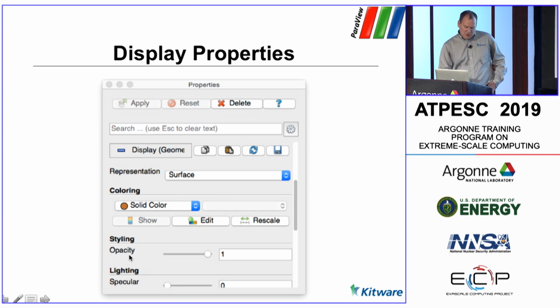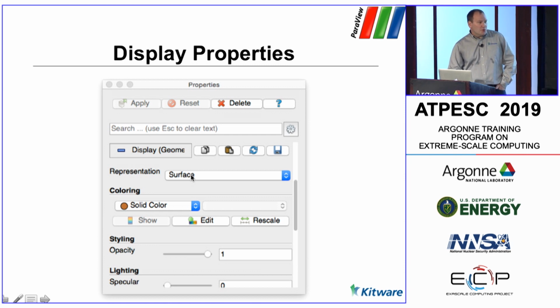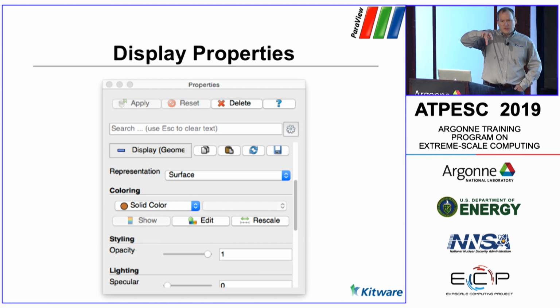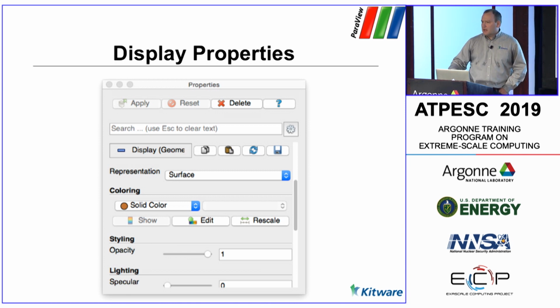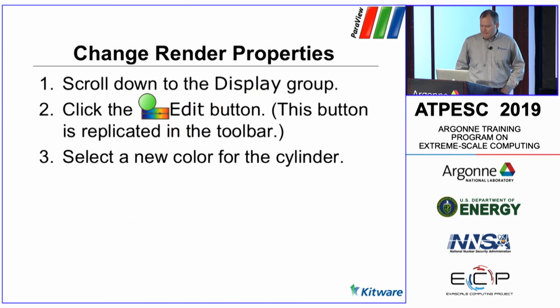The most important of these settings, like the color and the representation, whether you're looking at the surface, the surface plus the edges to see the mesh, or volume rendering, are all echoed on the top in the toolbars again. So go ahead and change the color of the cylinder, make it something not quite so ugly and gray.